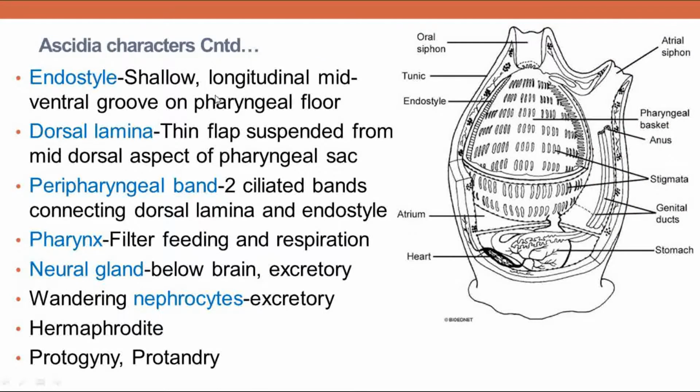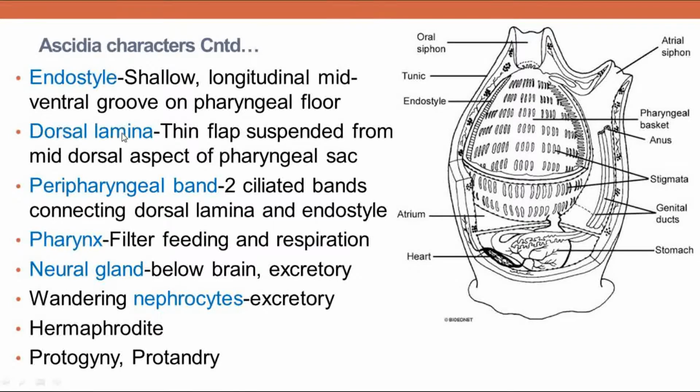Then the characters continue. Endostyle. What is meant by an endostyle? We have already discussed that the endostyle is a mid-ventral groove present on the pharyngeal floor that secretes mucus and iodine-containing protein. Mucus will trap the food particles.